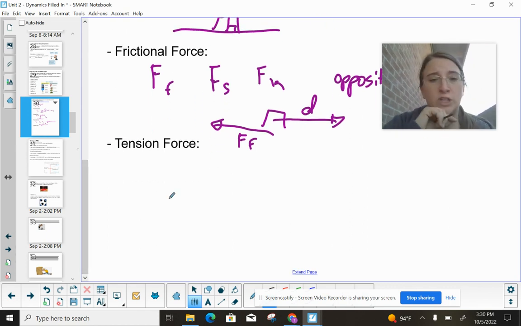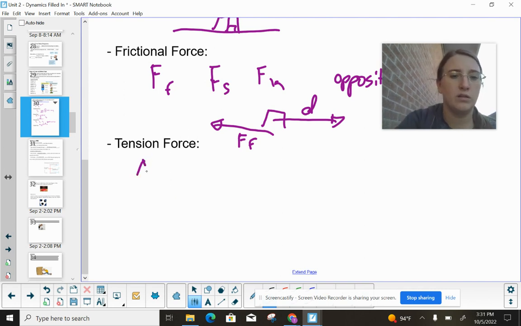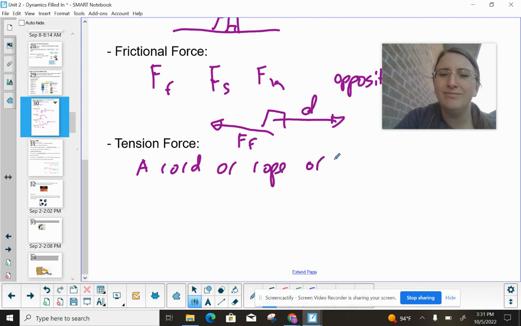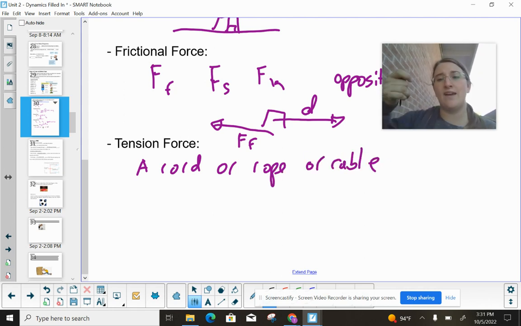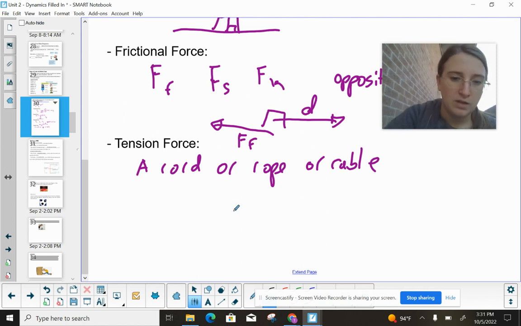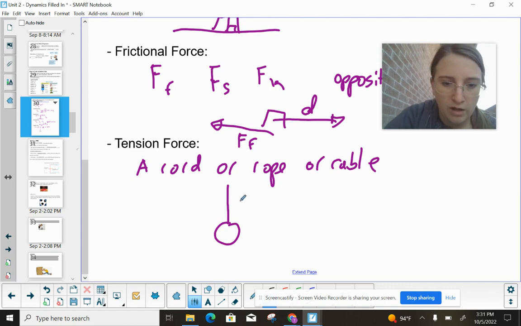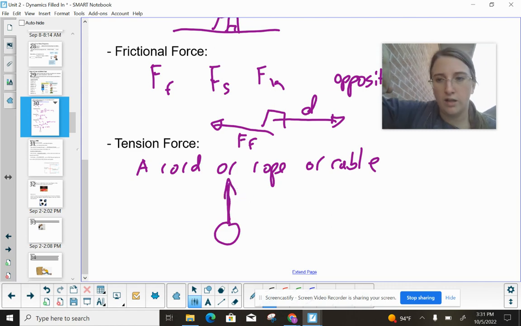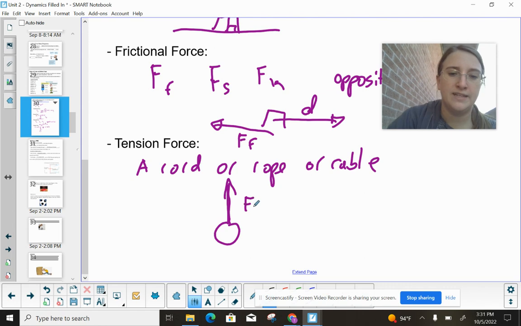Lastly, the last kind of big force we're going to talk about is tension force. So, tension force is like an applied force, but it's specifically from a cord or a rope or cable, whatever. If I tie a string to something and I pull it, the tension force is what we call the force from that cable. So, once again, if I have a string here attached to a ball, it's pulling the ball upwards. We would call that FT for force tension.